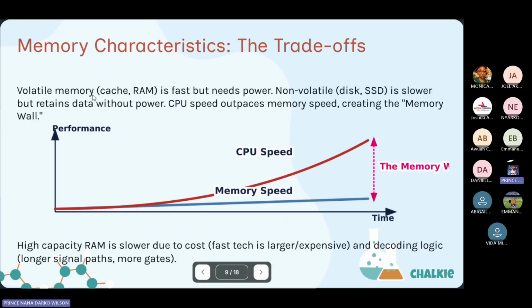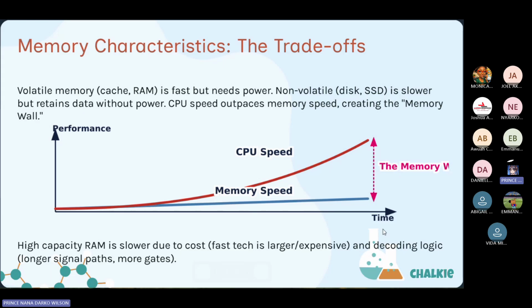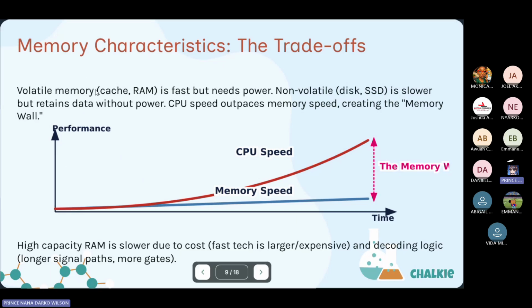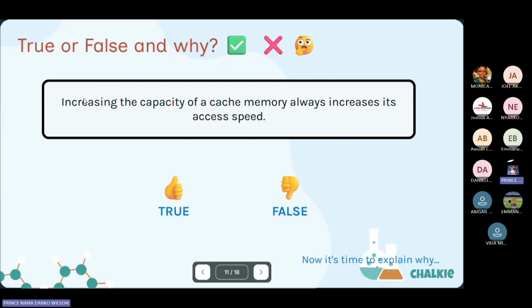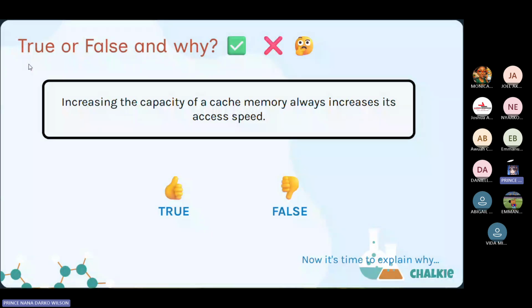Right. Now, memory characteristics and trade-off. Back on that again. I think we've already discussed this slide. Let's proceed. Increasing the capacity of a cache memory always increases its access speed. Is this true or not? If we increase the capacity of a cache memory, will it increase its speed? If it is true, why? If it is false, why?